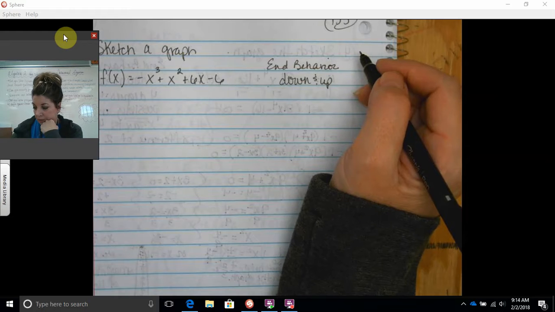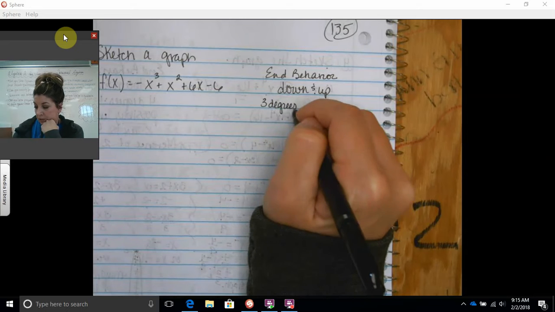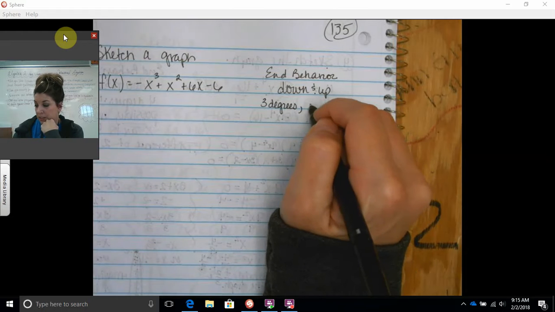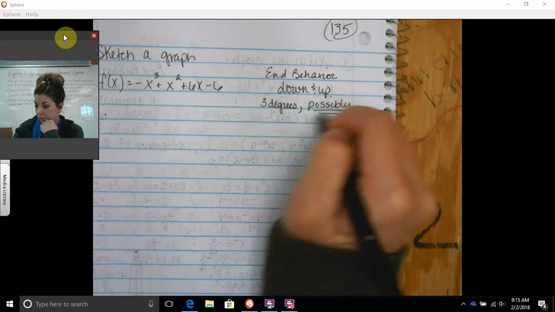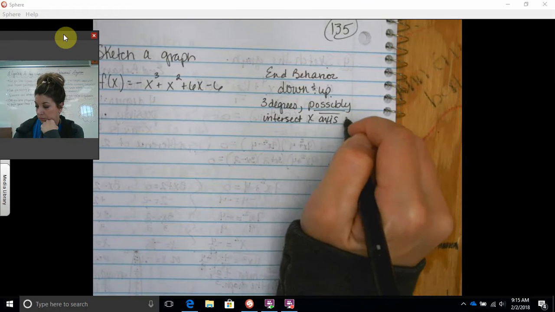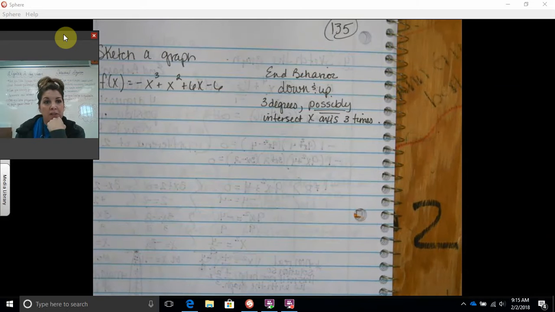How many degrees we have? 3 degrees means 3 solutions, real and imaginary, meaning our graph could possibly intersect the x-axis how many times? 3 times. Okay, so how are we going to find where the graph's going to intersect the x-axis? We're going to factor it, right? Hopefully we can factor it.